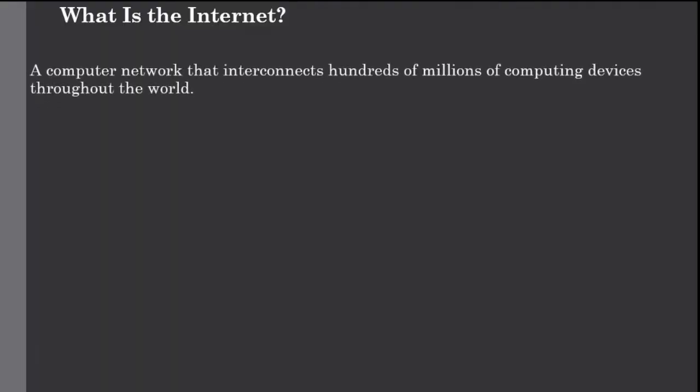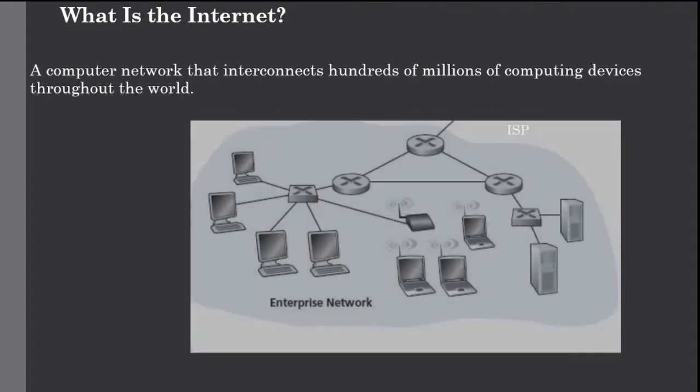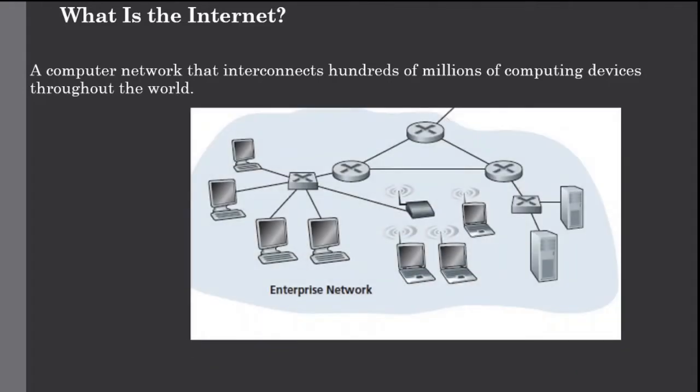But what is the internet now? It's a computer network that interconnects hundreds of millions of computing devices throughout the world. As you can see from the figure, this is an example of what an internet is.